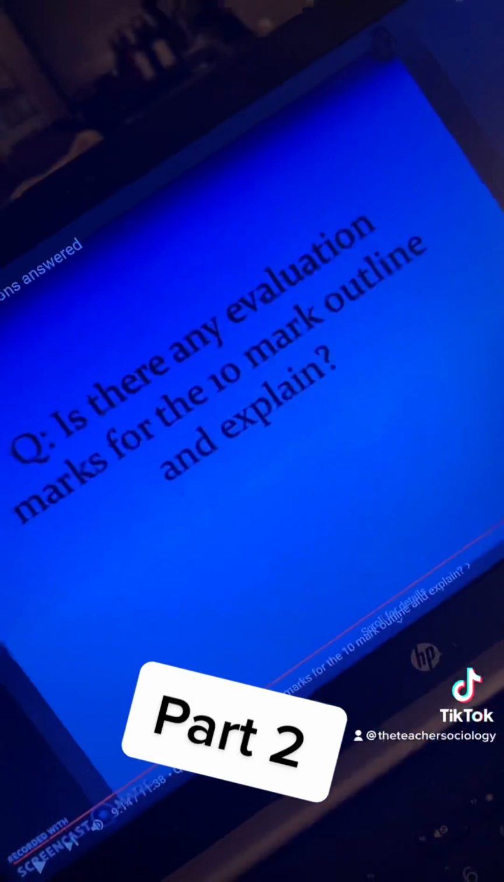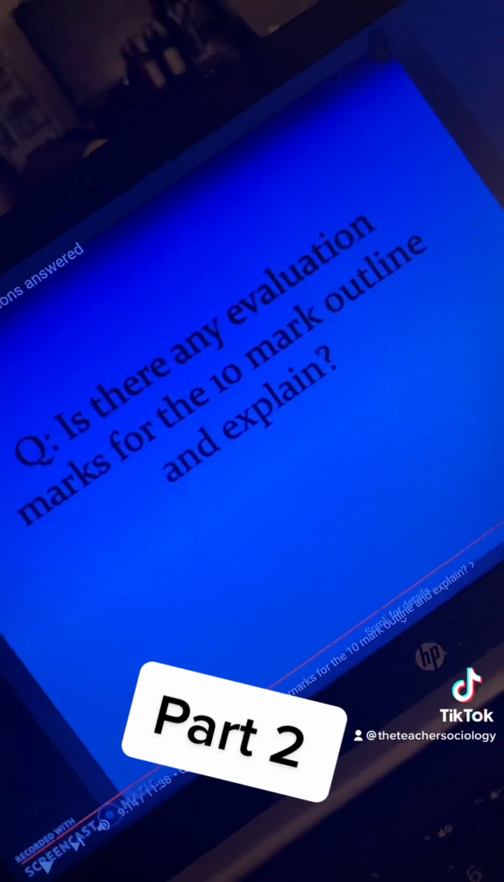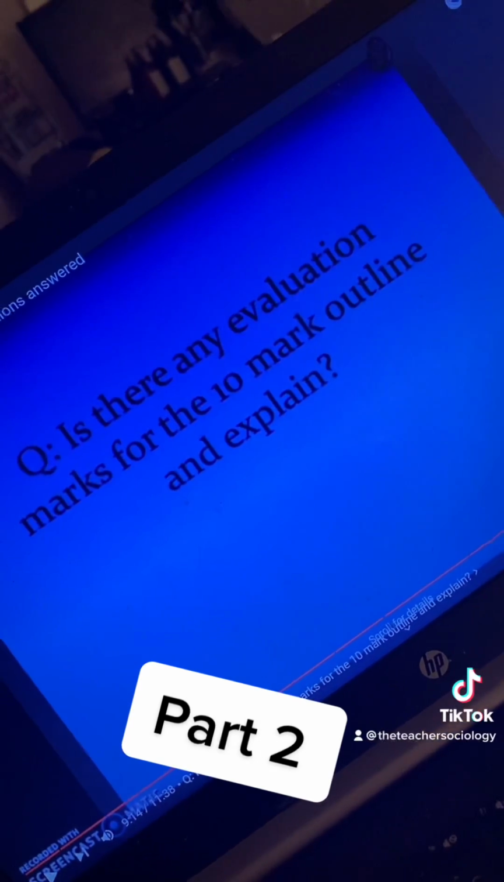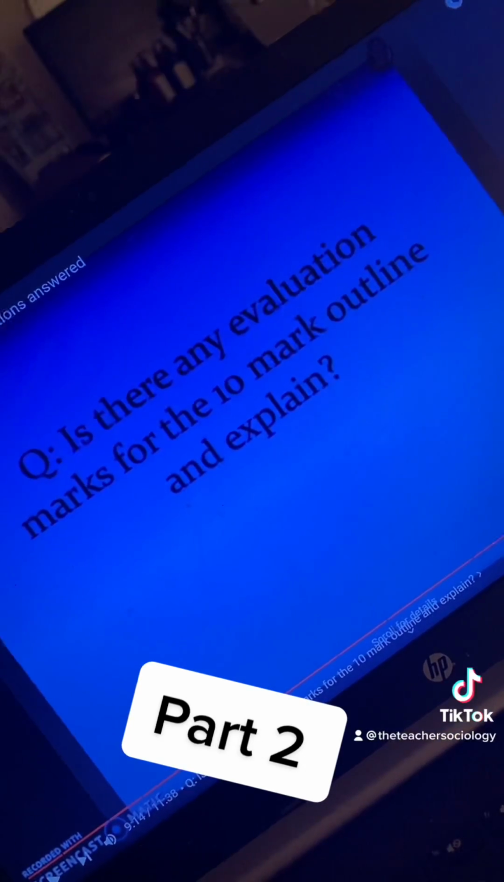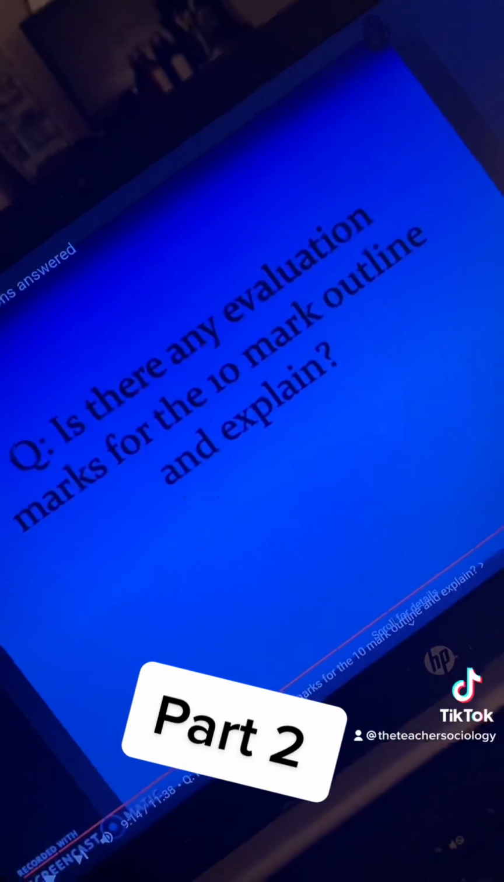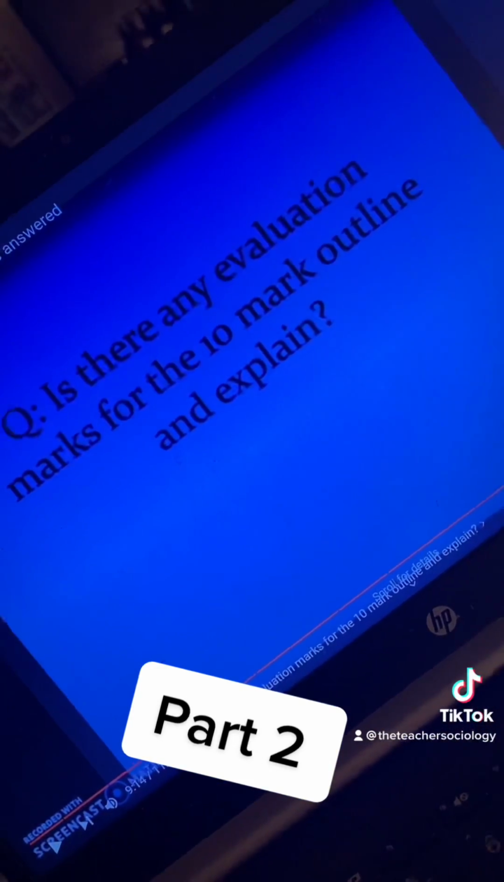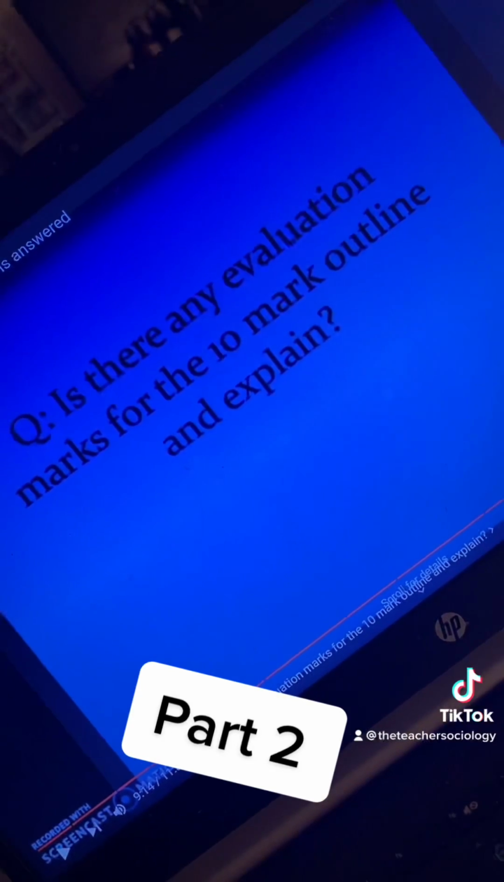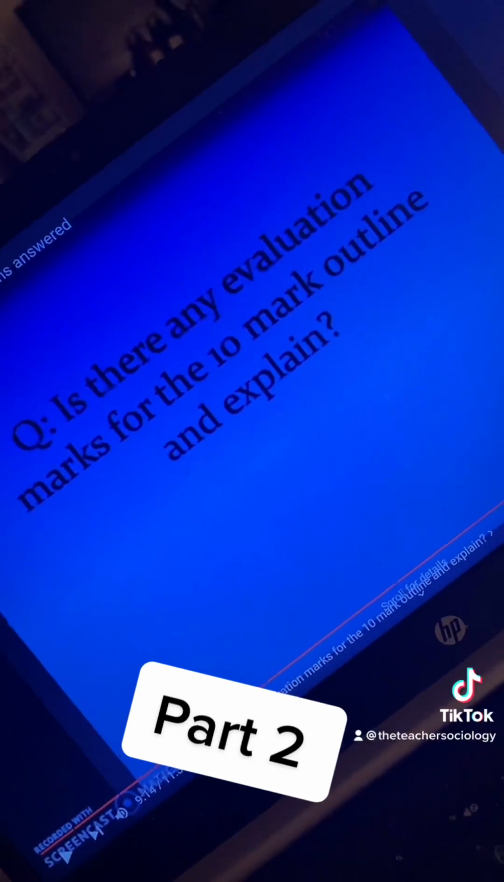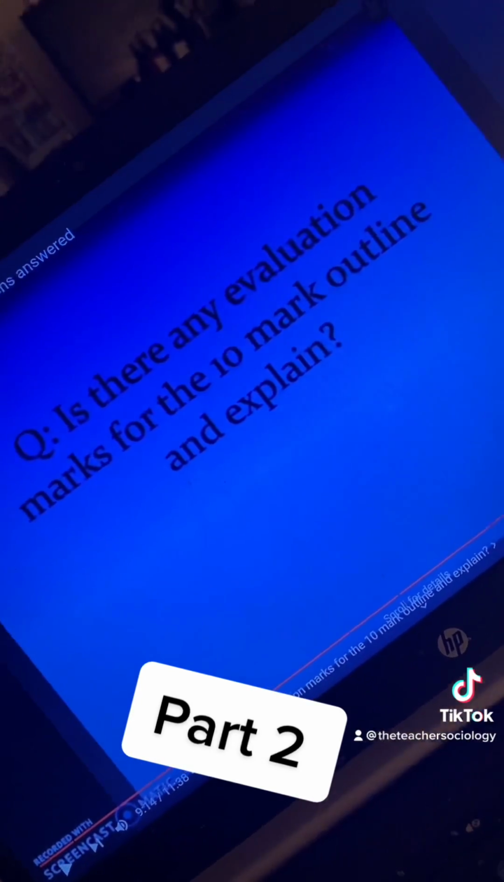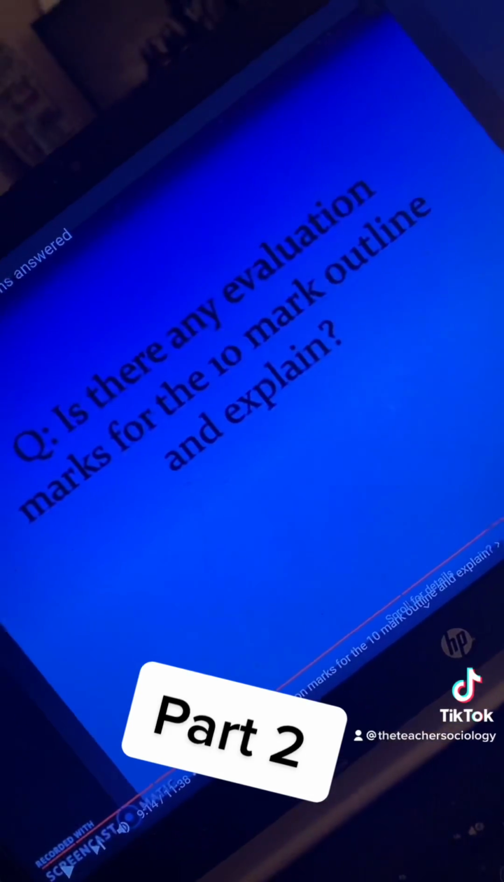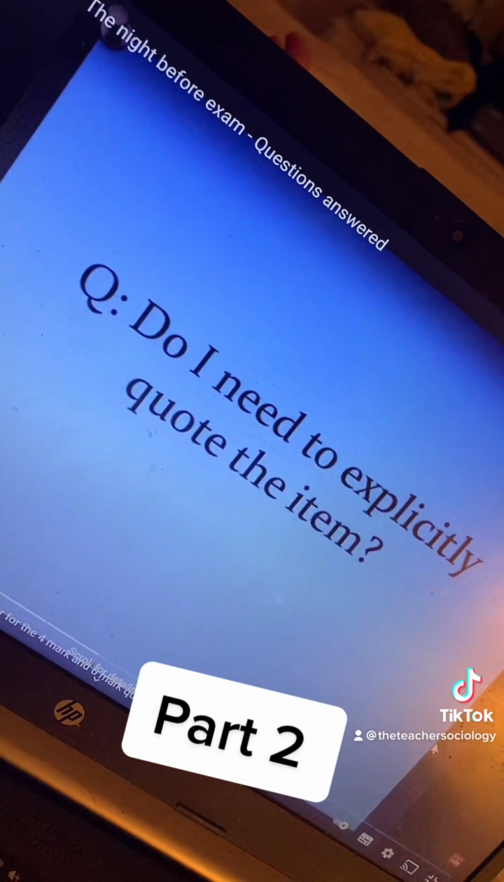That last question, which is question 6, is there any evaluation marks for the 10 mark outline and explain? It doesn't state it on the mark scheme, it states analysis. Now, sometimes your points that you're making might be critical analysis. As long as it logically flows and it makes sense, it should get credit. But if it's just a bolted on evaluation, they're often going to ignore it because it's not on the mark scheme.